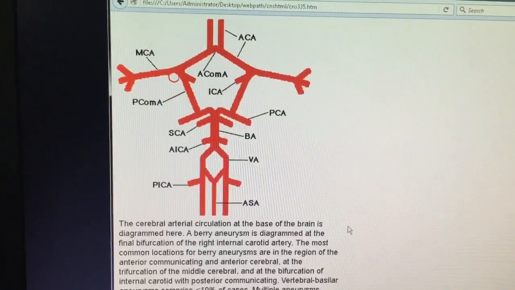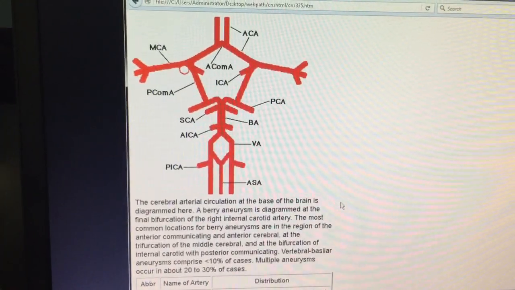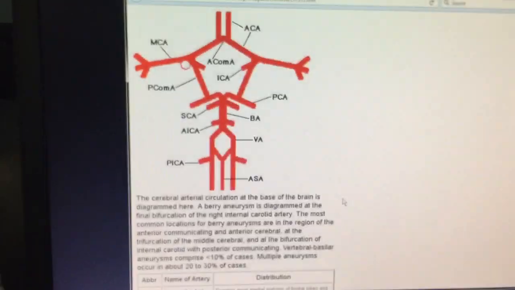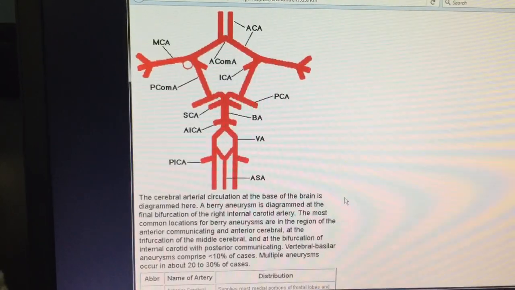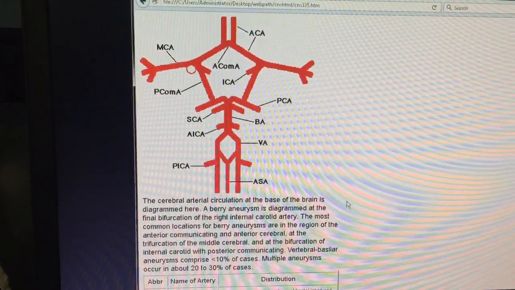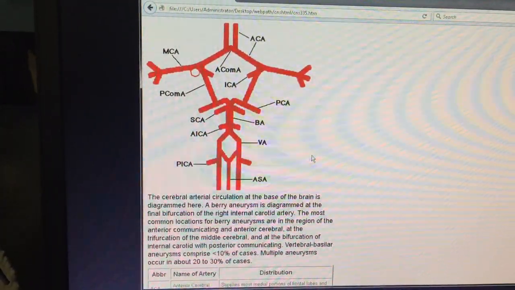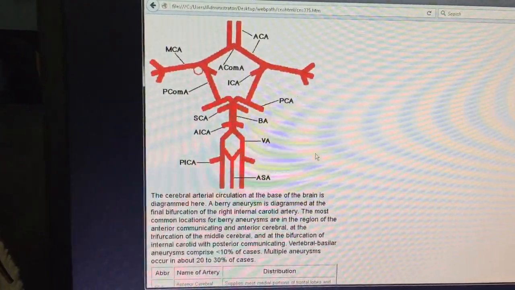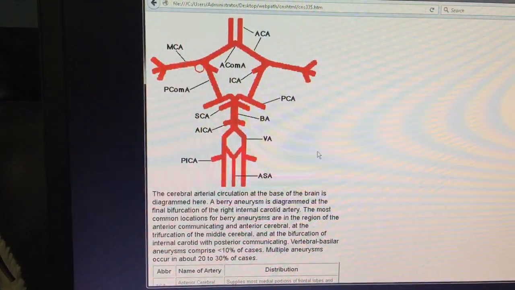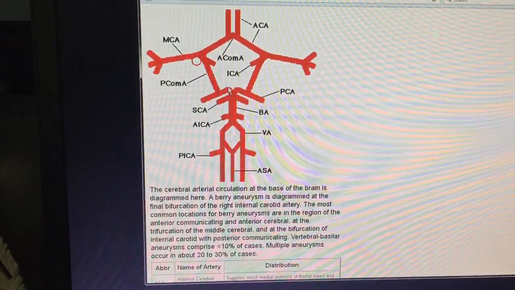I will not talk in detail about the circle of Willis, but the important cause of another type of hemorrhage, which is called subarachnoid hemorrhage. We mentioned intracerebral, intraventricular, epidural and subdural hematoma. Subarachnoid hemorrhage is usually caused by what we call an aneurysm, which is an abnormal weakness within the blood vessel, leading to formation of a pouch or sac within the wall. It can rupture and lead to subarachnoid hemorrhage.